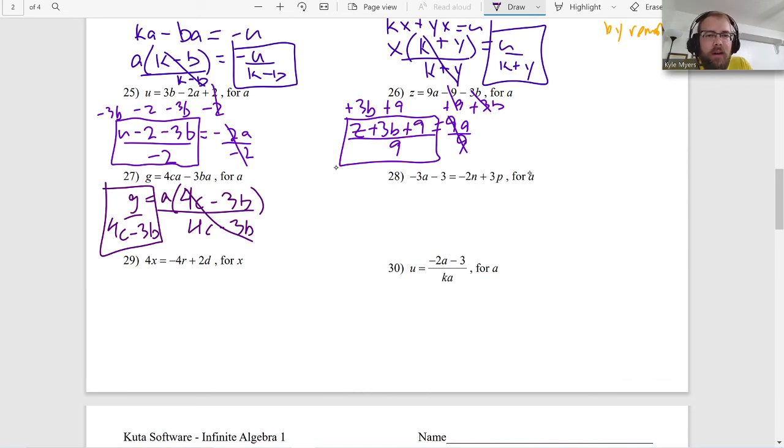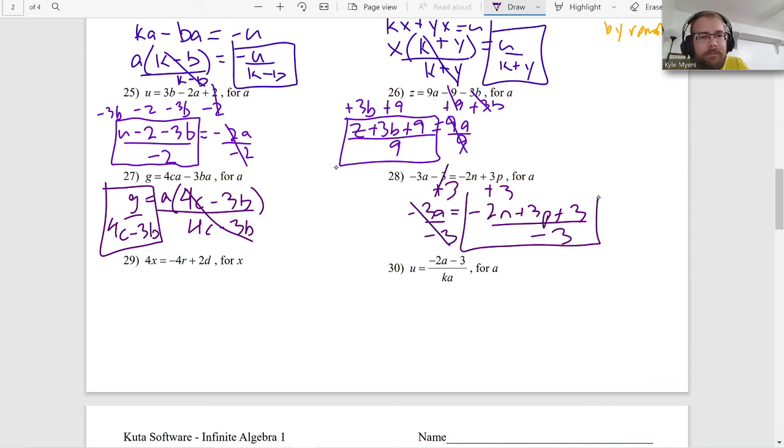Let's check this out. For A, oh, there's only one A. All right, plus 3, plus 3. Forgot to put the actual 3 there. Then we have negative 2n plus 3p plus 3. Divide both sides by negative 3. And we've solved for A. There's the answer.